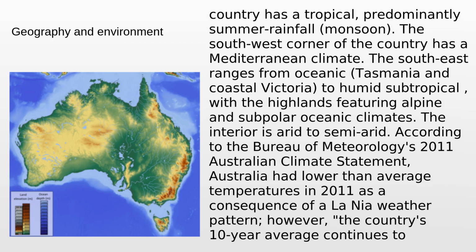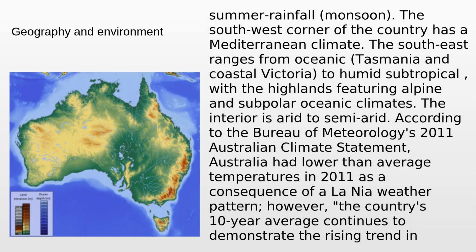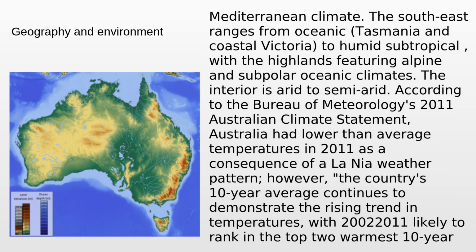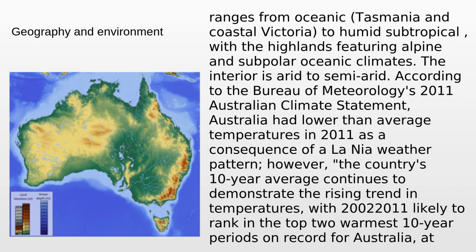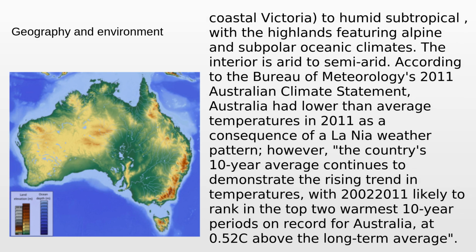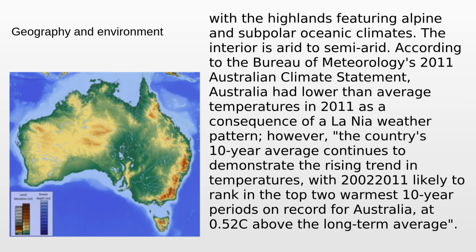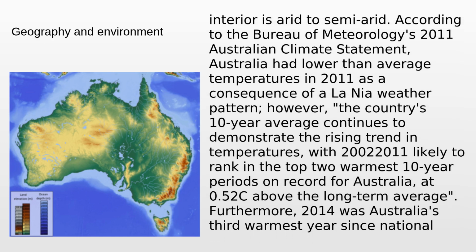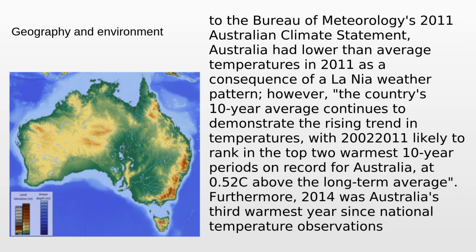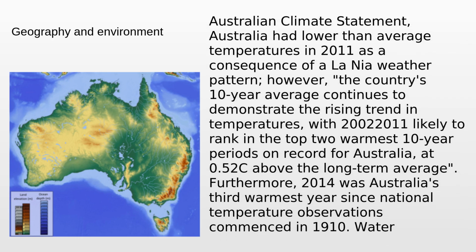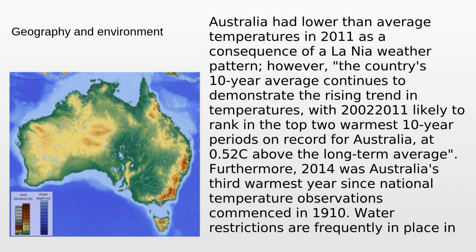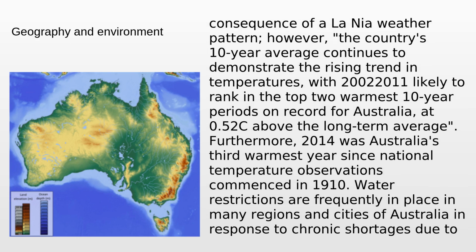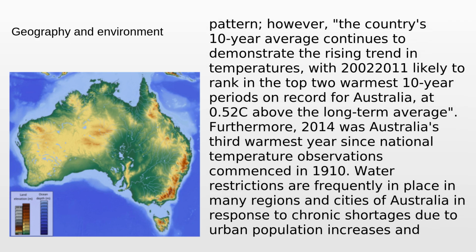Much of the northern part of the country has a tropical, predominantly summer rainfall monsoon. The southwest corner of the country has a Mediterranean climate. The southeast ranges from oceanic Tasmania and coastal Victoria to humid subtropical, with the highlands featuring alpine and subpolar oceanic climates. The interior is arid to semi-arid. According to the Bureau of Meteorology's 2011 Australian Climate Statement, Australia had lower than average temperatures in 2011 as a consequence of a La Niña weather pattern.